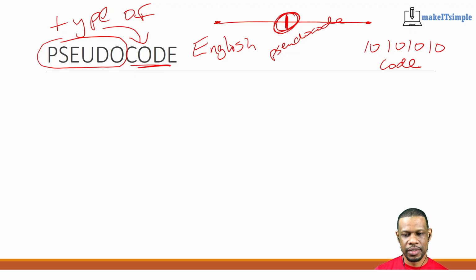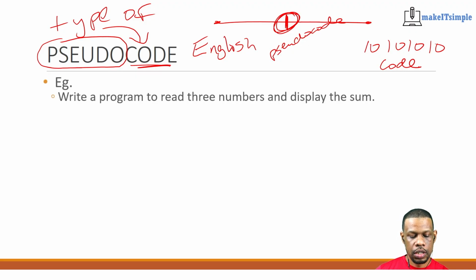I'll try. Anyhow, as I was saying, pseudocode is a type of code. Now, because pseudocode is a type of code, you have to now speak the language that the computer understands. So in order to write the same program to read 3 numbers and display the sum, you have to write this in a way that a computer will understand.